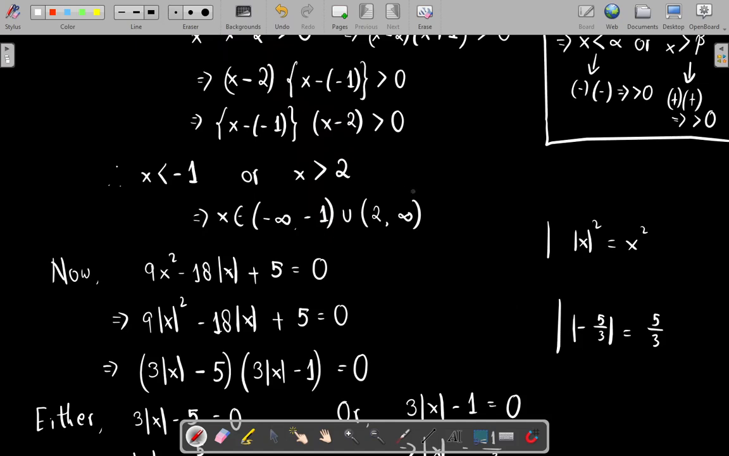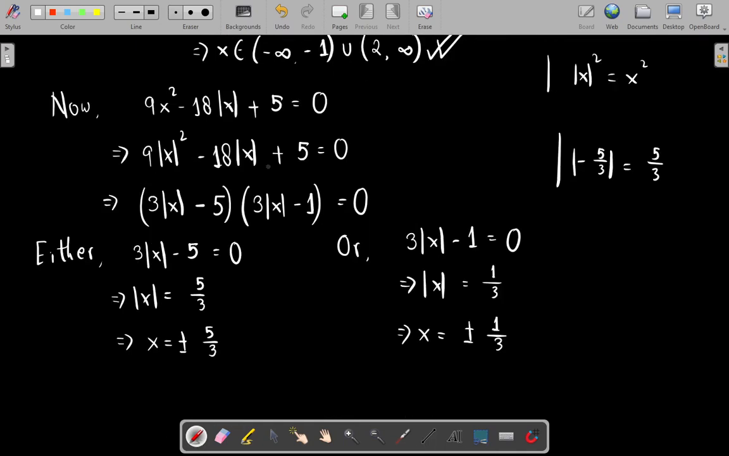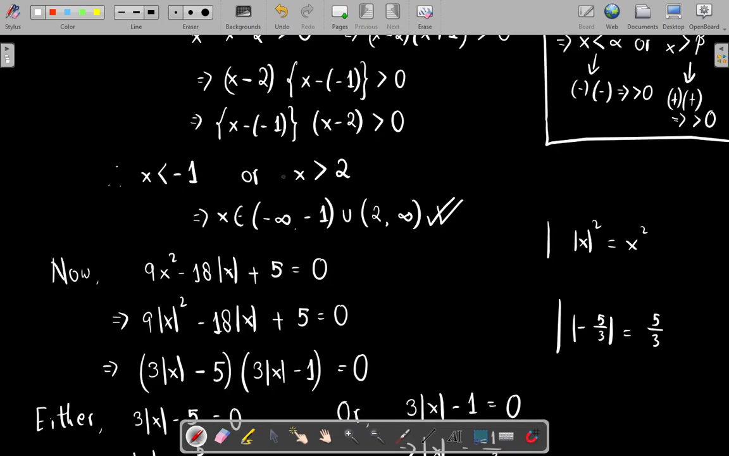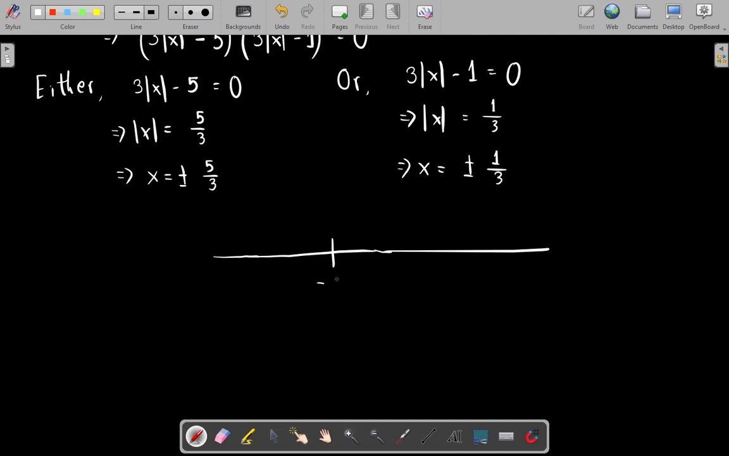Now x is in this domain, right? X belongs to this domain. So in this domain, if we draw a number line, let's say this is minus 1 here and this is 2 here. Okay, then x belongs to this entire side, x is here, and x belongs to the left of minus 1. Okay, x cannot be anywhere in between these two.